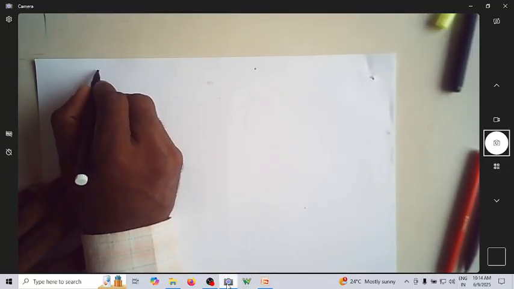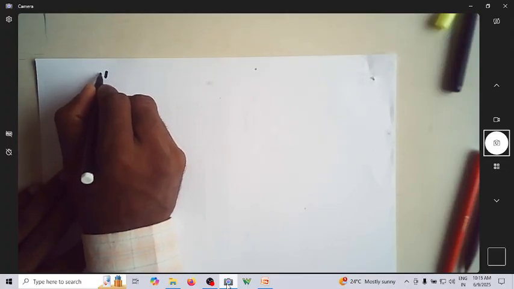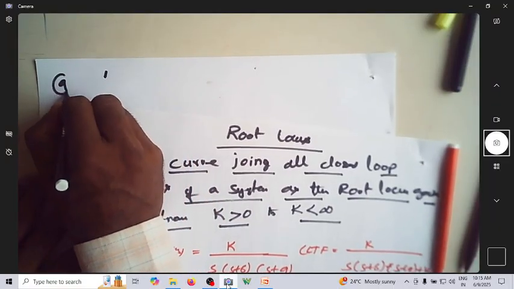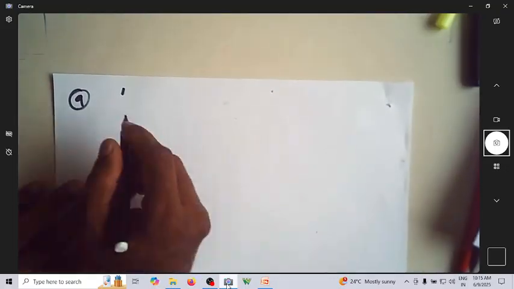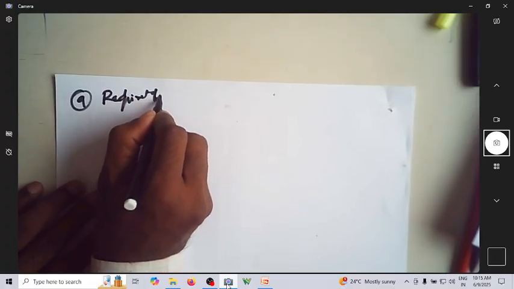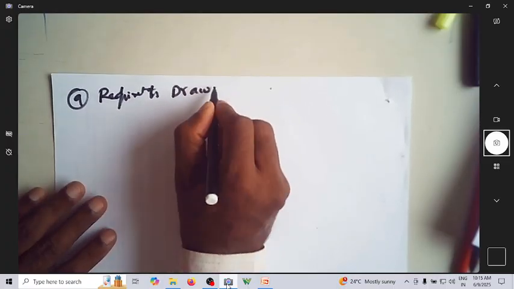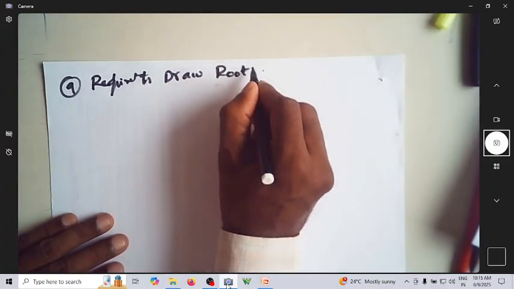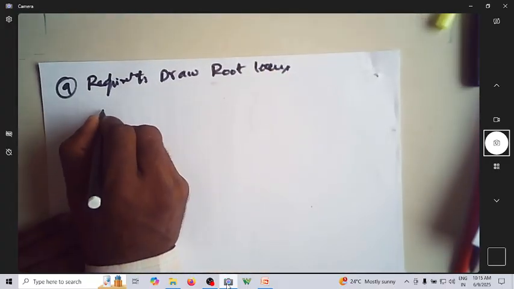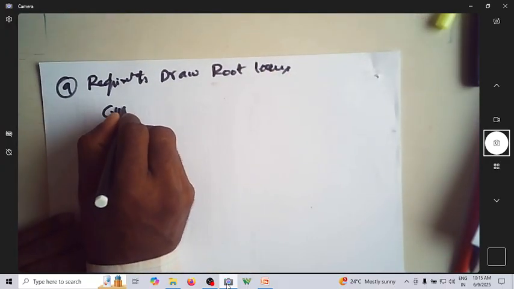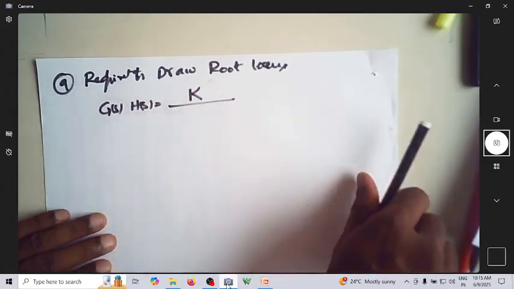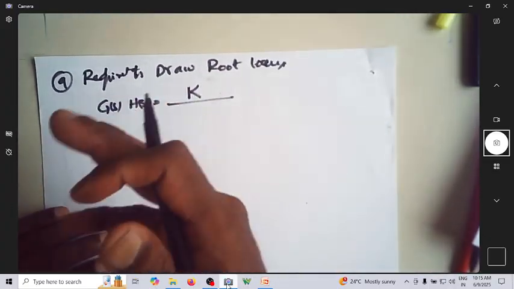Next, what is required? This is question number 8, this is 9. What is required? The requirement to draw a root locus: you require the open loop transfer function with K as a variable, starting from greater than 0 to less than infinity.